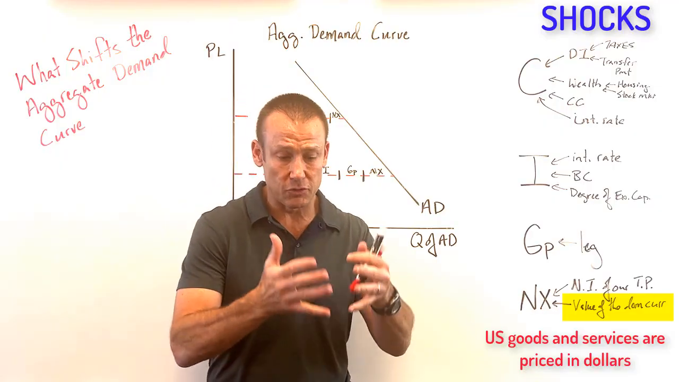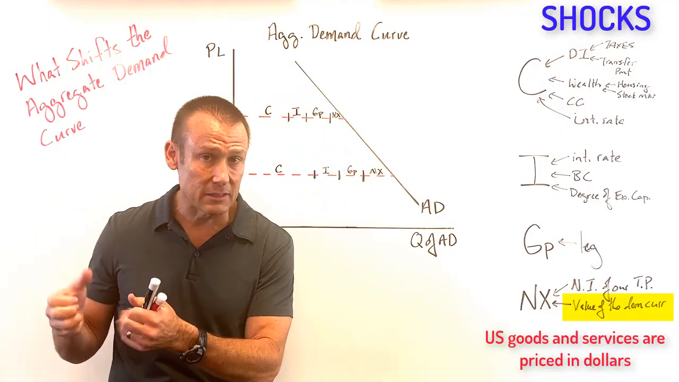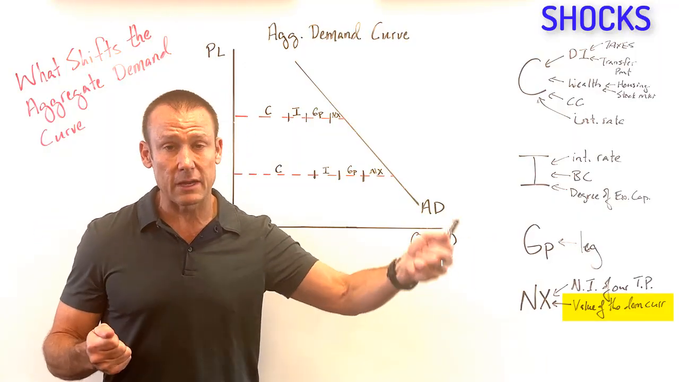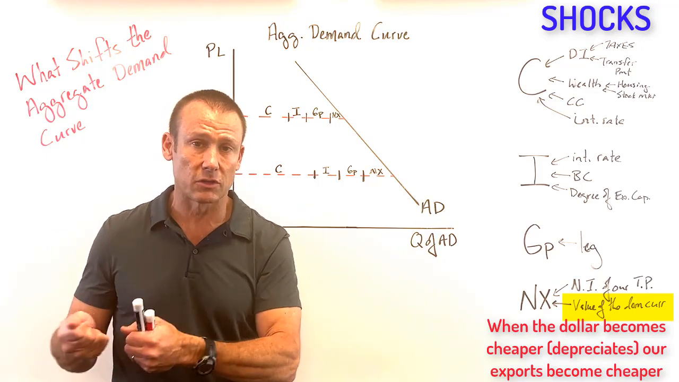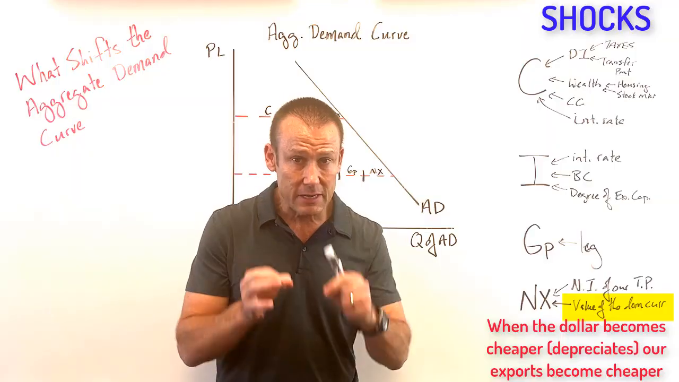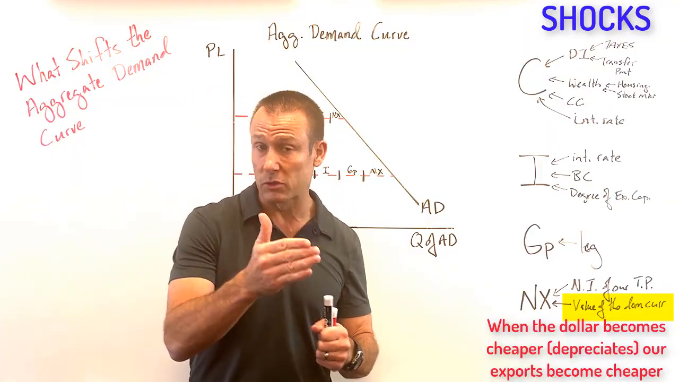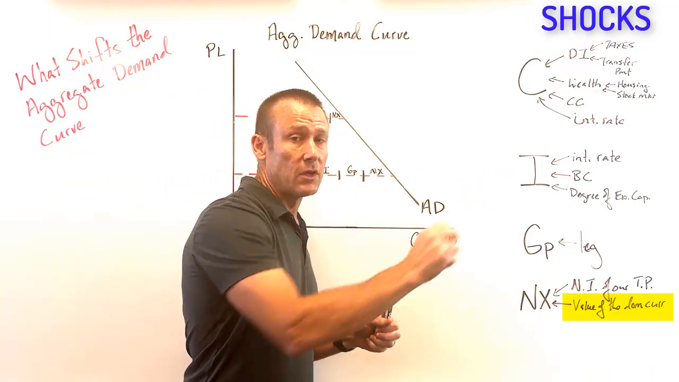So if the dollar becomes cheaper in international exchange markets, since our goods and services are priced in dollars, our goods and services have become cheaper to the rest of the world, okay? And so the rest of the world is now going to buy more of our goods and services. So that's right. If the dollar depreciates, exports go up, right? Exports go up, and imports, by the way, do go down, which both cause AD to shift to the right.